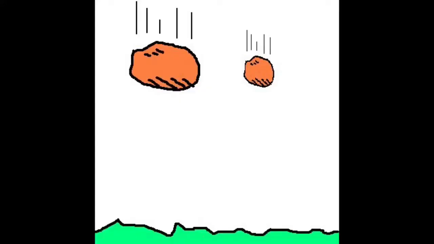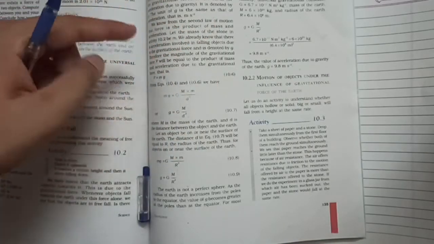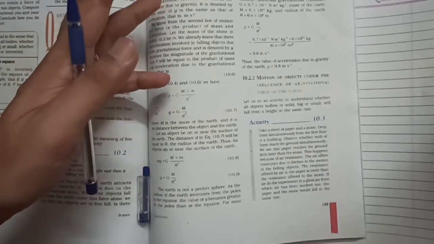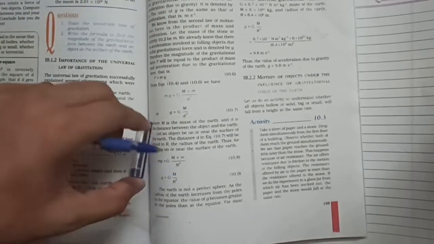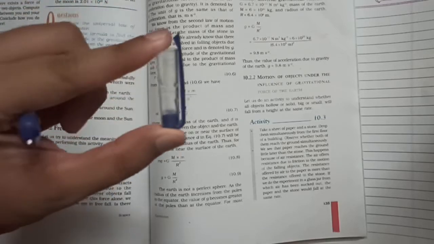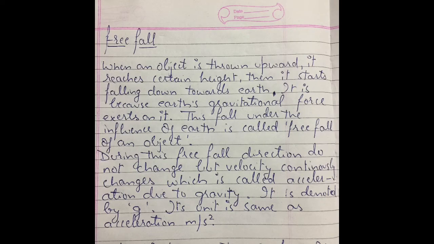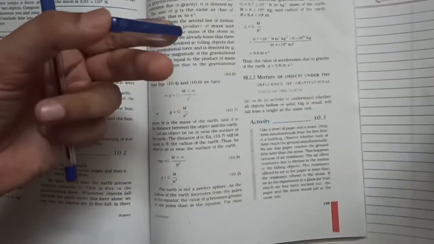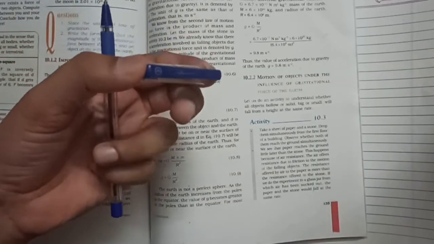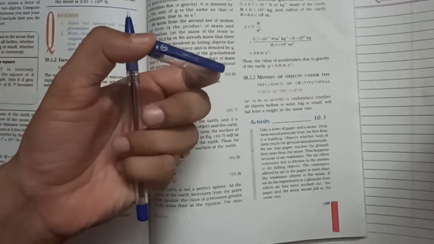reaching towards the earth's surface. It is because earth's gravitational force exerts on it. So this fall under the influence of earth is called free fall of an object. When there is no force except earth's gravitational force, this fall is called free fall of an object. During this free fall, direction does not change, but velocity continuously changes, which is called acceleration due to gravity. It is denoted by a small g, and its unit is the same as acceleration. So the unit of g is meter per second square.